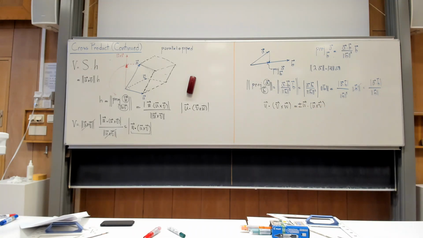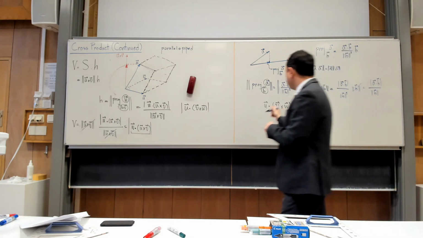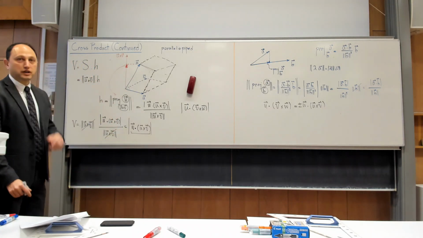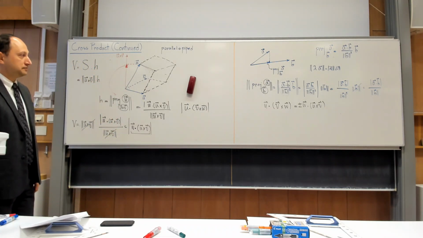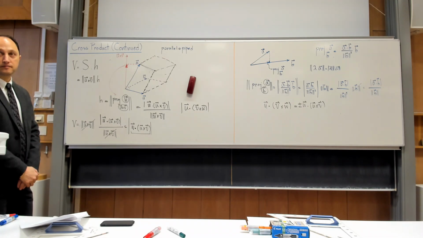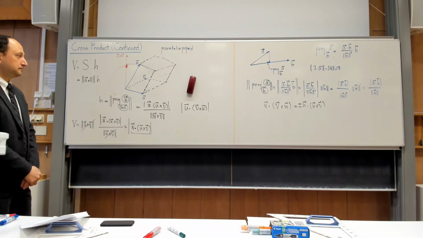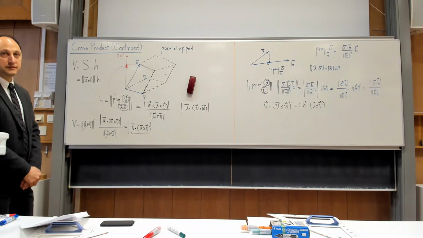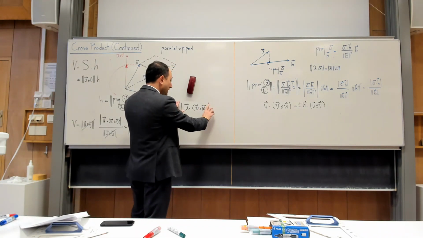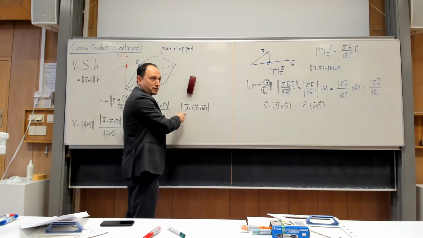But in this case, is it positive or negative? Volume is positive, and here I have to put an absolute value because there is no guarantee that this number turns out to be a positive number.